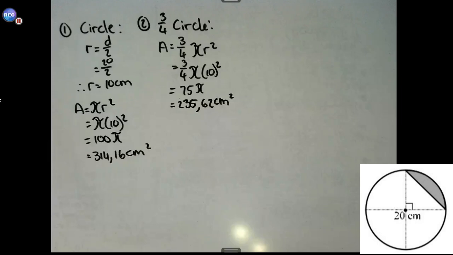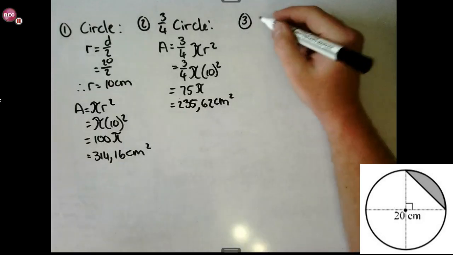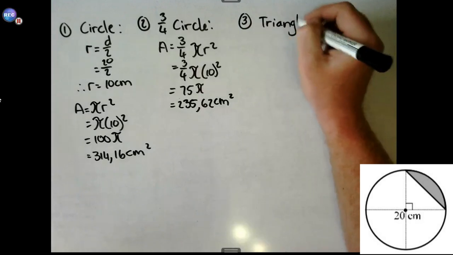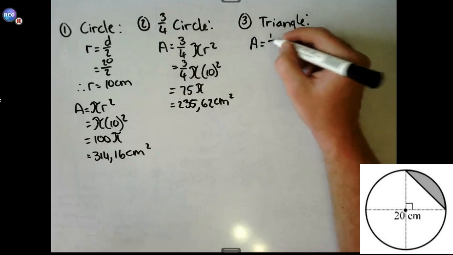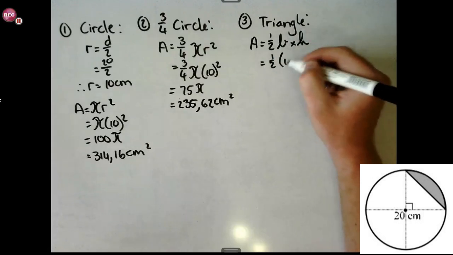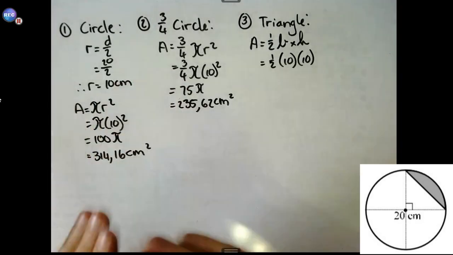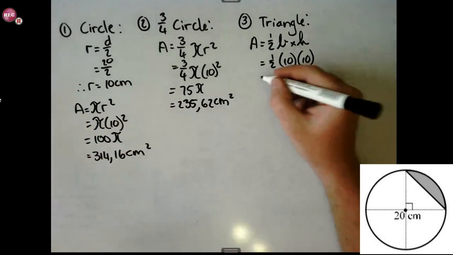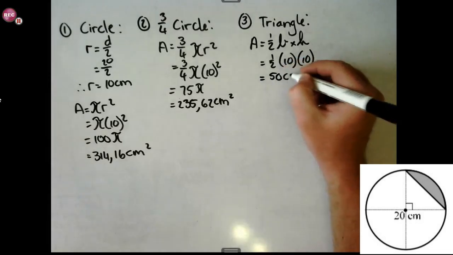Now we've calculated 3/4 of it. Next thing that we need to do now is calculate the area of the triangle as represented on the shape. So the area of the triangle is equal to half the base times the height. So the base would be 10, and the height will also be 10, because the triangle's height is from the center to the circumference of the circle, as well as the base is from the center to the circumference of the circle. So 10 times 10 is 100, divided by 2 gives me 50 centimeters squared.